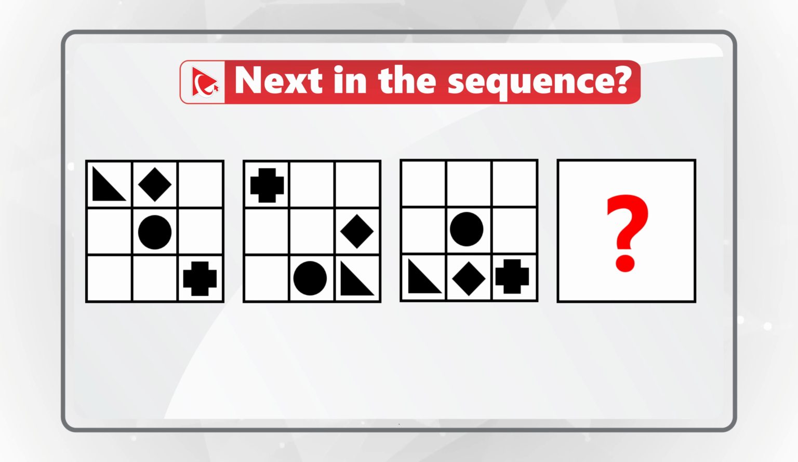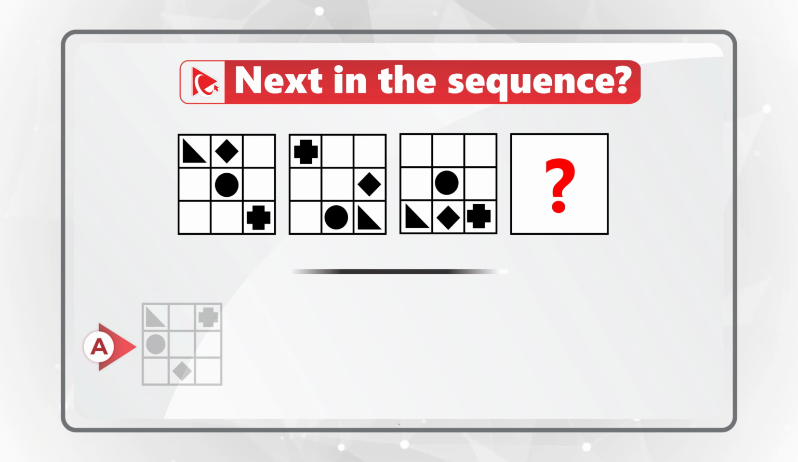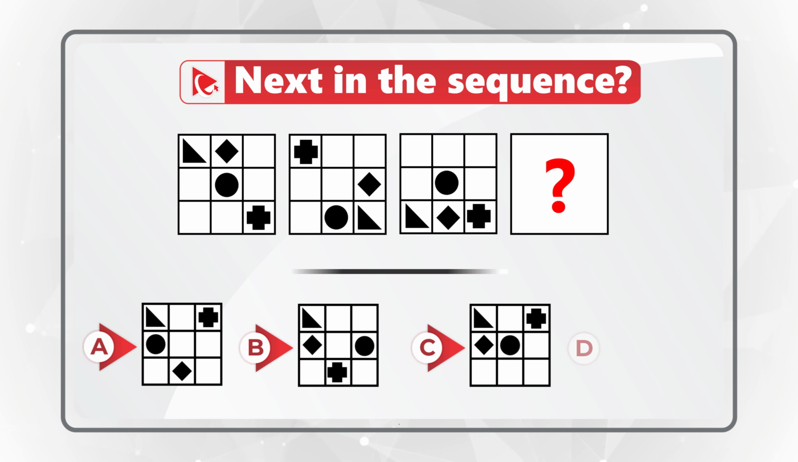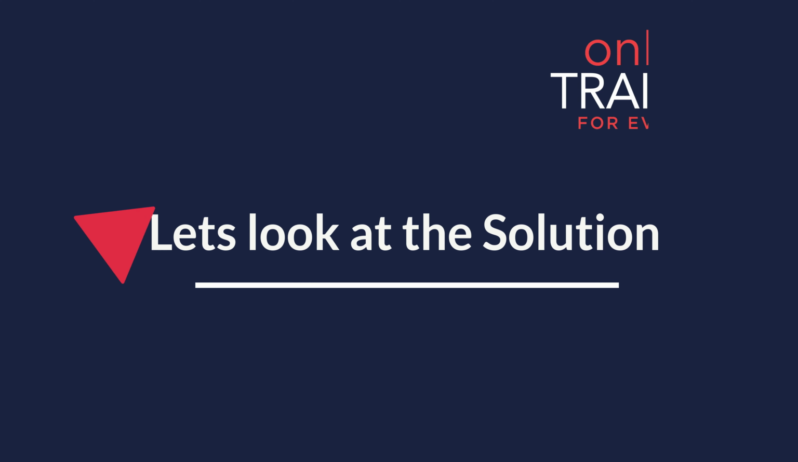You have 4 different choices to choose from to replace the 4th missing shape. Choices A, B, C, and D. Take a close look to see if you can come up with the answer. Ready or not, I am moving forward and sharing with you the correct solution.